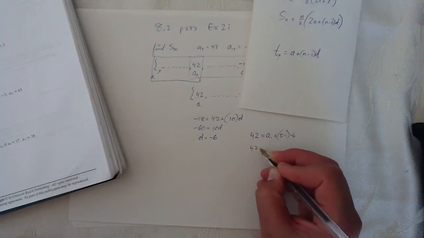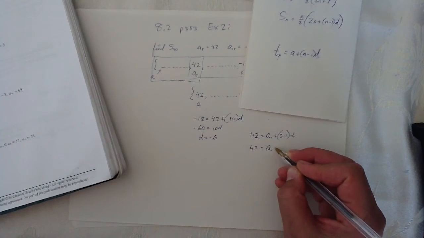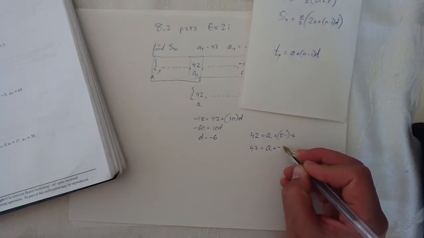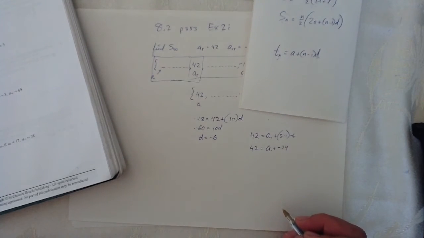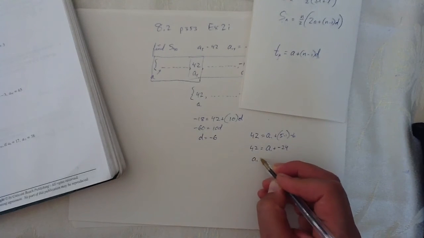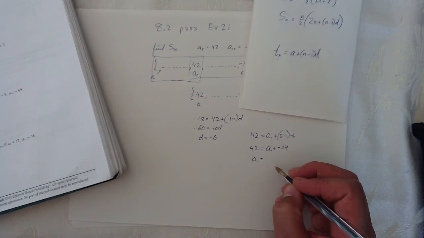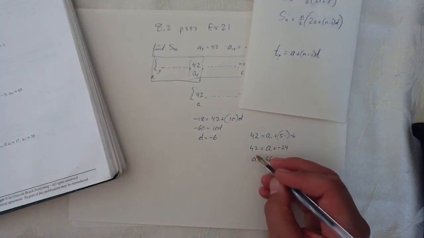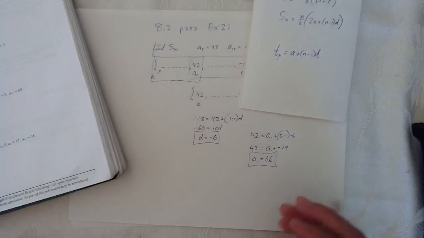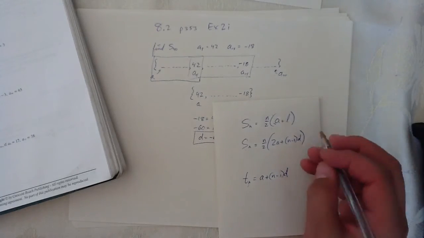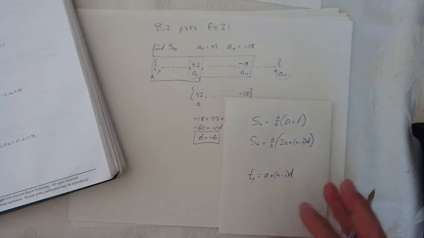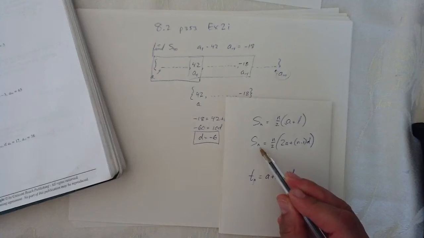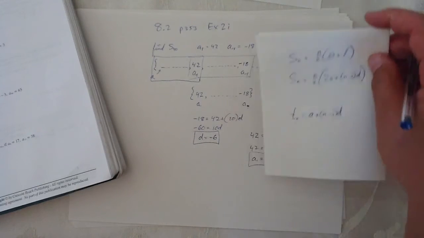So 42 equals A1 plus 4 times negative 6, which is minus 24. Add 24 to both sides, and we get A1 equals 66. So now we've got some more information. We know that A1 equals 66. We know that D equals negative 6. We know that n equals 40. So we've got enough information to use this formula to calculate the sum of the first 40 terms.